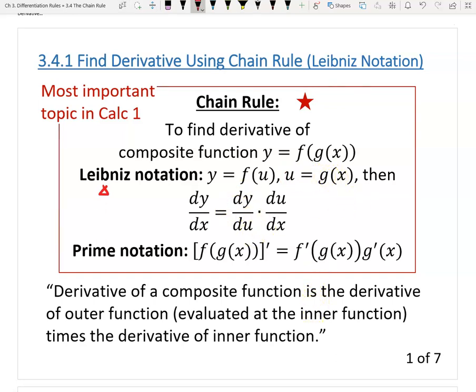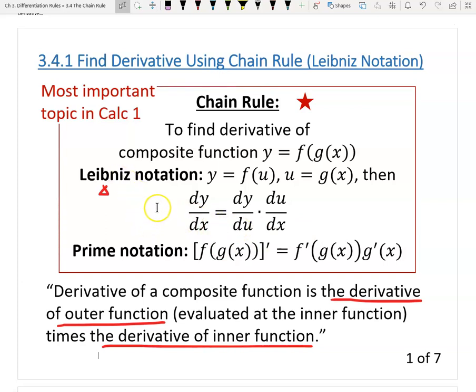Whatever we see, this is the pattern: the derivative of the outer times the derivative of the inner, the product of 2 derivatives, which is the chain rule. That's what we call the Leibniz notation. Later we're going to prove this.